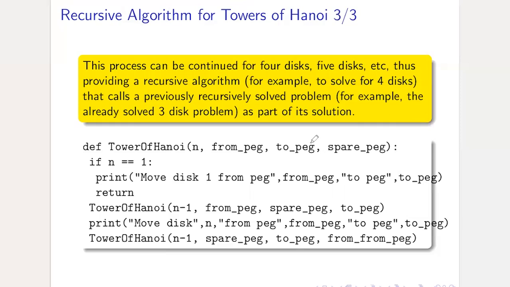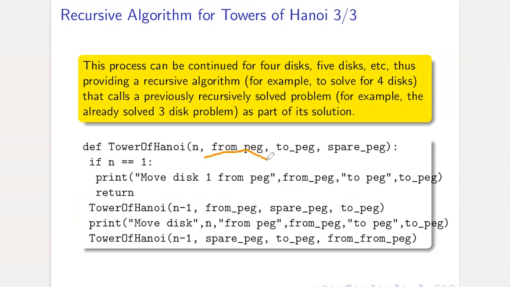So now B is the spare peg, and the goal or destination peg is the last one. We will print this message. Once you have done that, we can move the disk n from the from peg to the to peg.